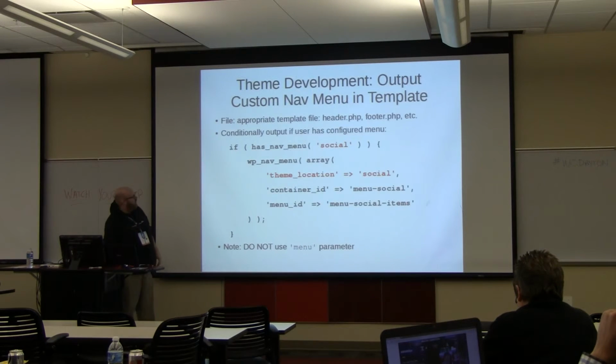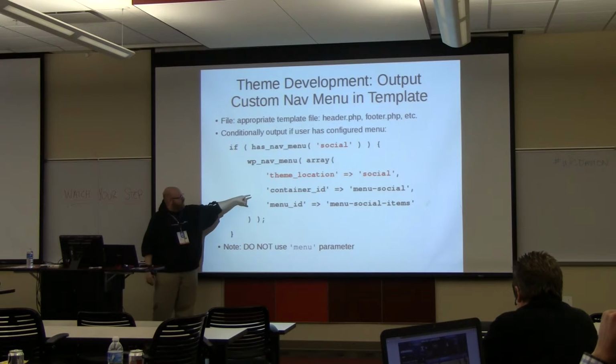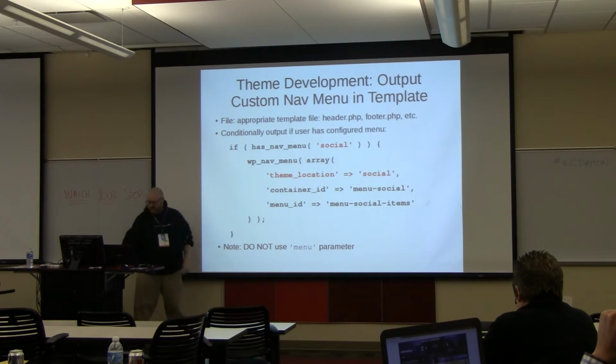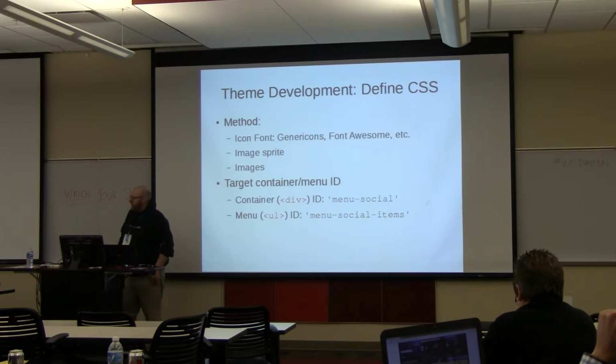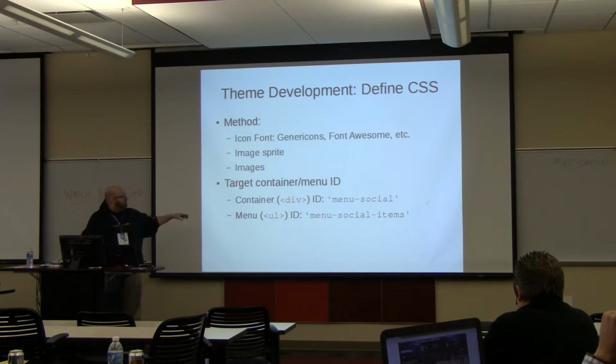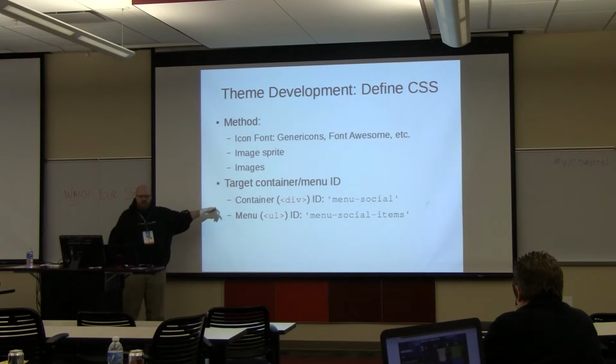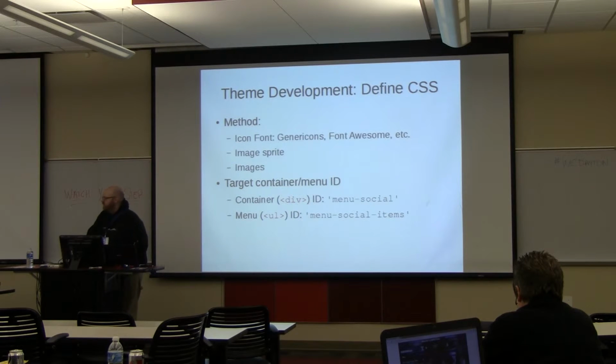And I'll go back to the previous page here. We passed a couple other parameters, container ID and menu ID. So when that gets output in the template, you're going to see a nav menu that's going to, by default, have a div that's a wrapper. If you have an HTML5 theme, that might be a nav instead of a div. And it's going to have an ID, and then you're going to have an unordered list that's going to have all of your list items in it. And it's going to have these IDs that we already passed it. So you can target those and style the CSS however you want.